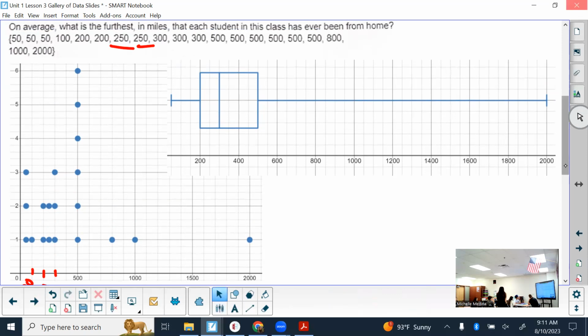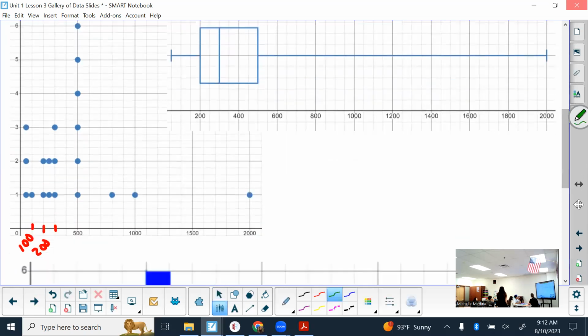200 and 300. So that's why for this one, we decided to count by 100. Like these dots right here would be 250. So that's up to you. You have to keep it consistent. So that's why there's a big gap right here.